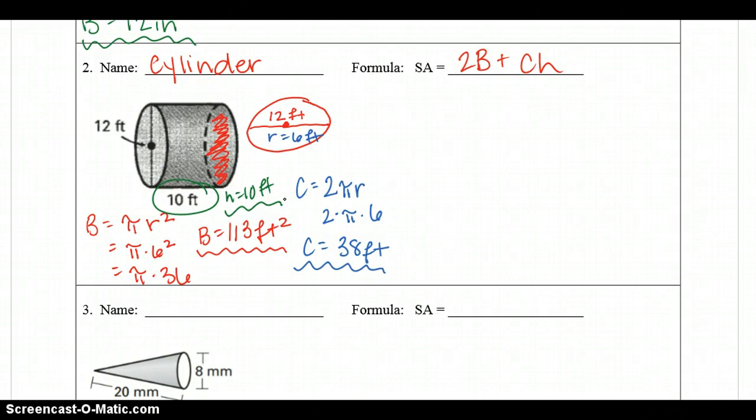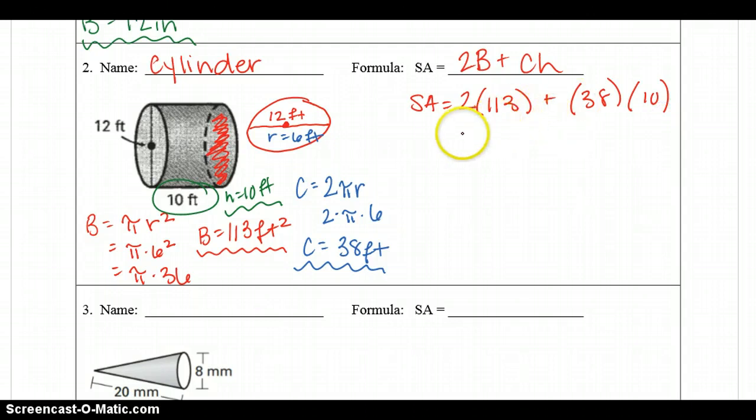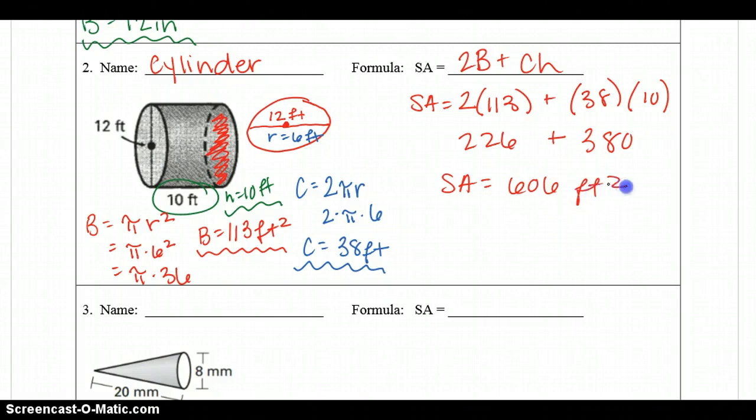So we have everything we need. We just have to plug it into our formula. So the surface area equals 2 times 113 for the base, plus 38 for the circumference, plus 10 for the height. So we multiply first, and then we add. 2 times 113 is going to give us 226, plus 38 times 10 is 380. If we add these together, we get that our total surface area of this cylinder is 606 feet squared.